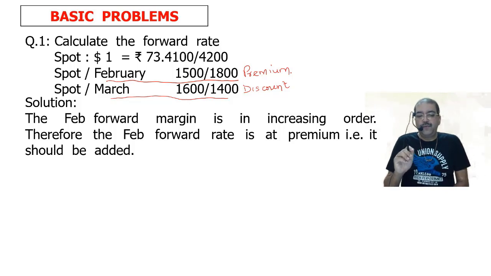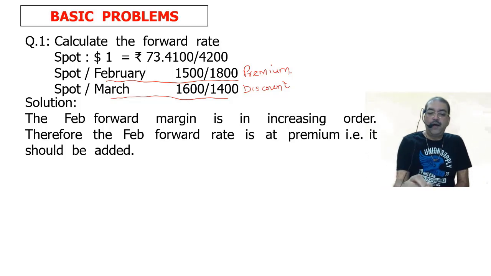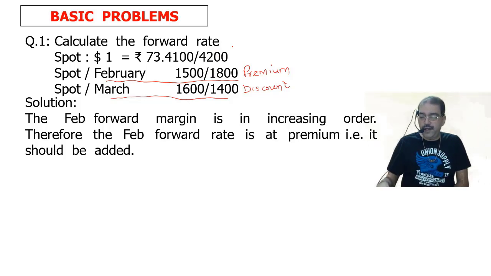So I write here, I am calculating only for February now. February forward margin is in ascending order, or increasing order. Therefore, February forward rate is at premium. That is, it should be added. So how do we add? This 1500 I will add to the bid rate. This 1800 I will add to the ask rate. Both are going to change, buying rate and selling rate.